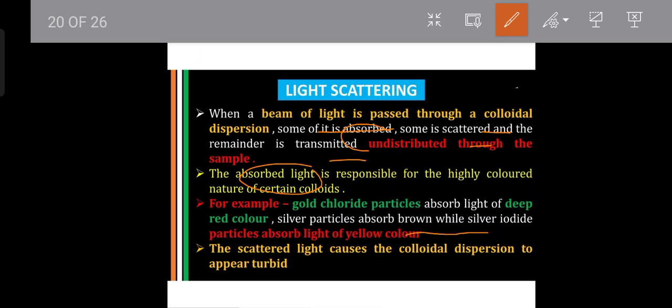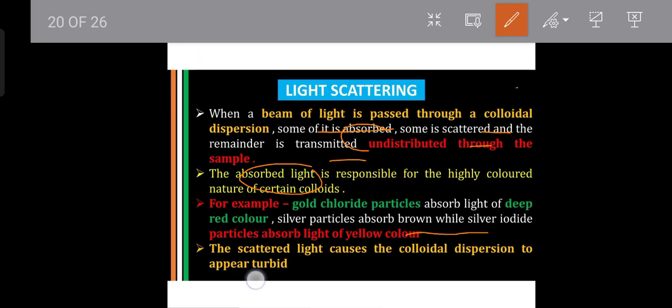The difference is that if only silver particles are there, they will absorb brown, but if an iodide group is present with the silver, they will absorb the yellow color. So different compounds absorb different colors, and that is how they become visible to the observer.